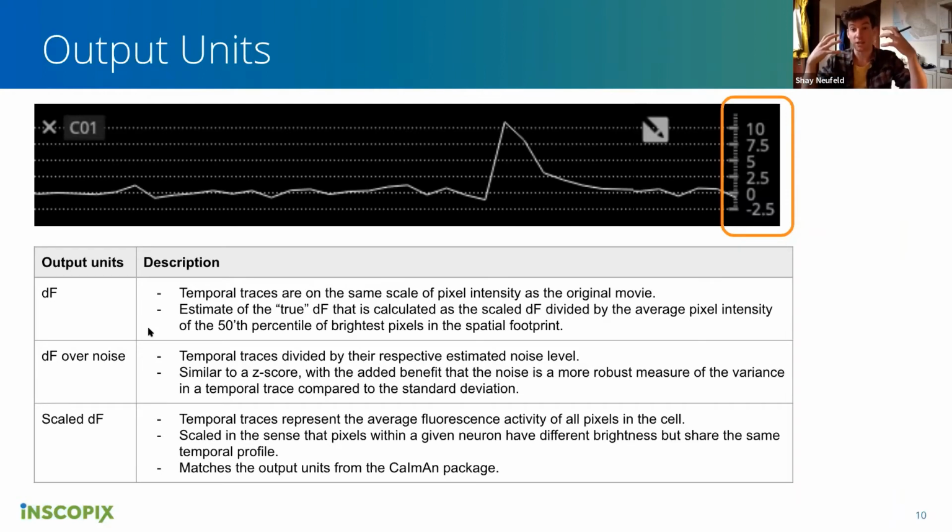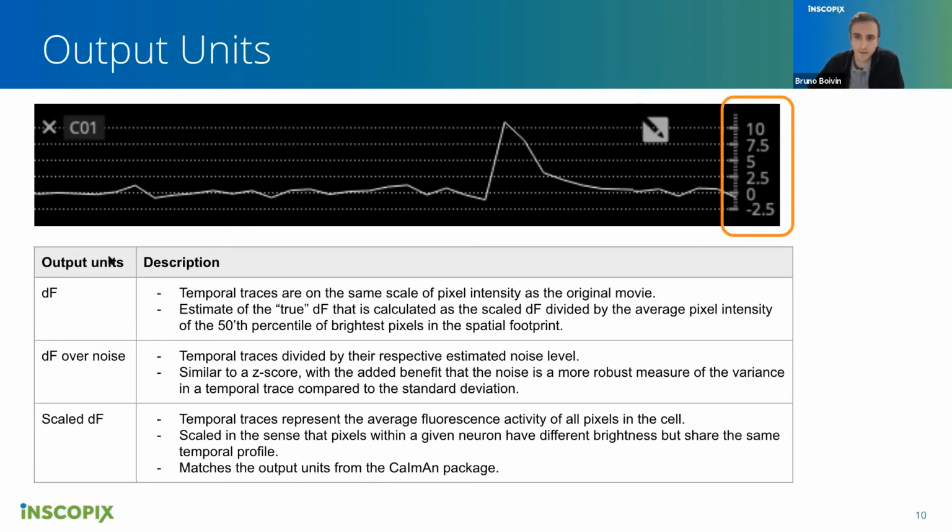And of course, that's background subtracted. So it's not the raw pixel movie, but it's with the background subtracted from it. So it's the DF, not just the F, the change in fluorescence. That should map back to the original units of the data of the movie. So that's the first option that we're offering.